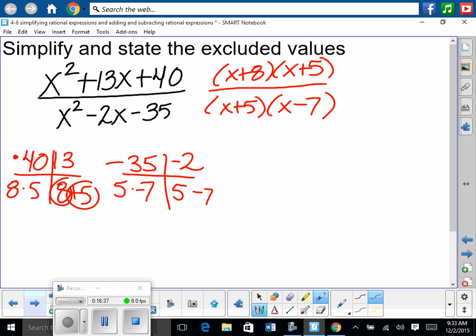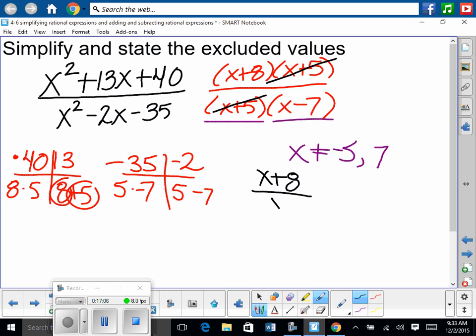Before you divide anything out, restrict your domain. So for this piece, x cannot equal what? Negative 5. And for this piece, it cannot equal positive 7. So now we've restricted it, we can go ahead and divide out exact factors. x plus 8 on top, not on bottom, move on. x plus 5 on top and on bottom, yep. They divide out and become 1. So left on top was x plus 8, left on bottom was x minus 7, as long as x cannot equal negative 5 or 7.